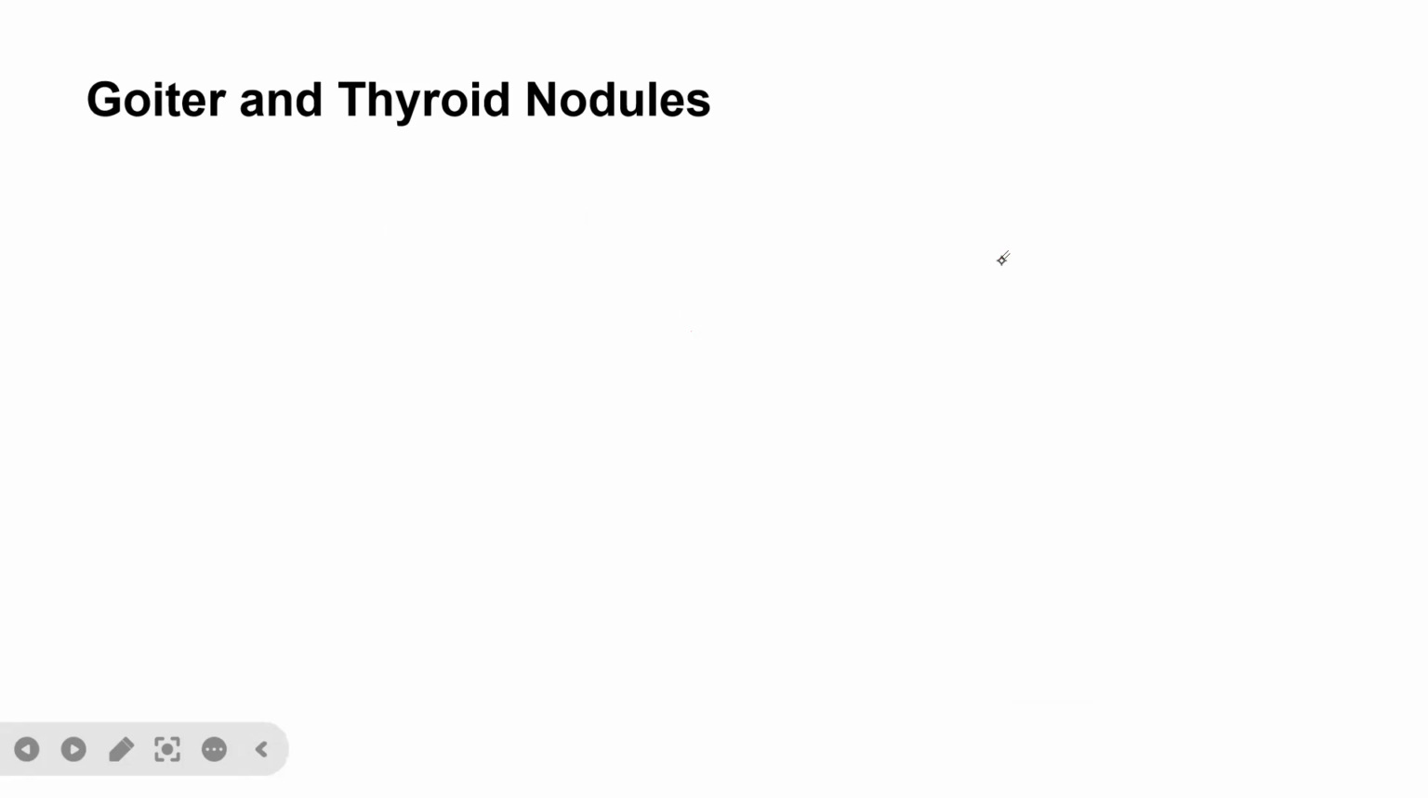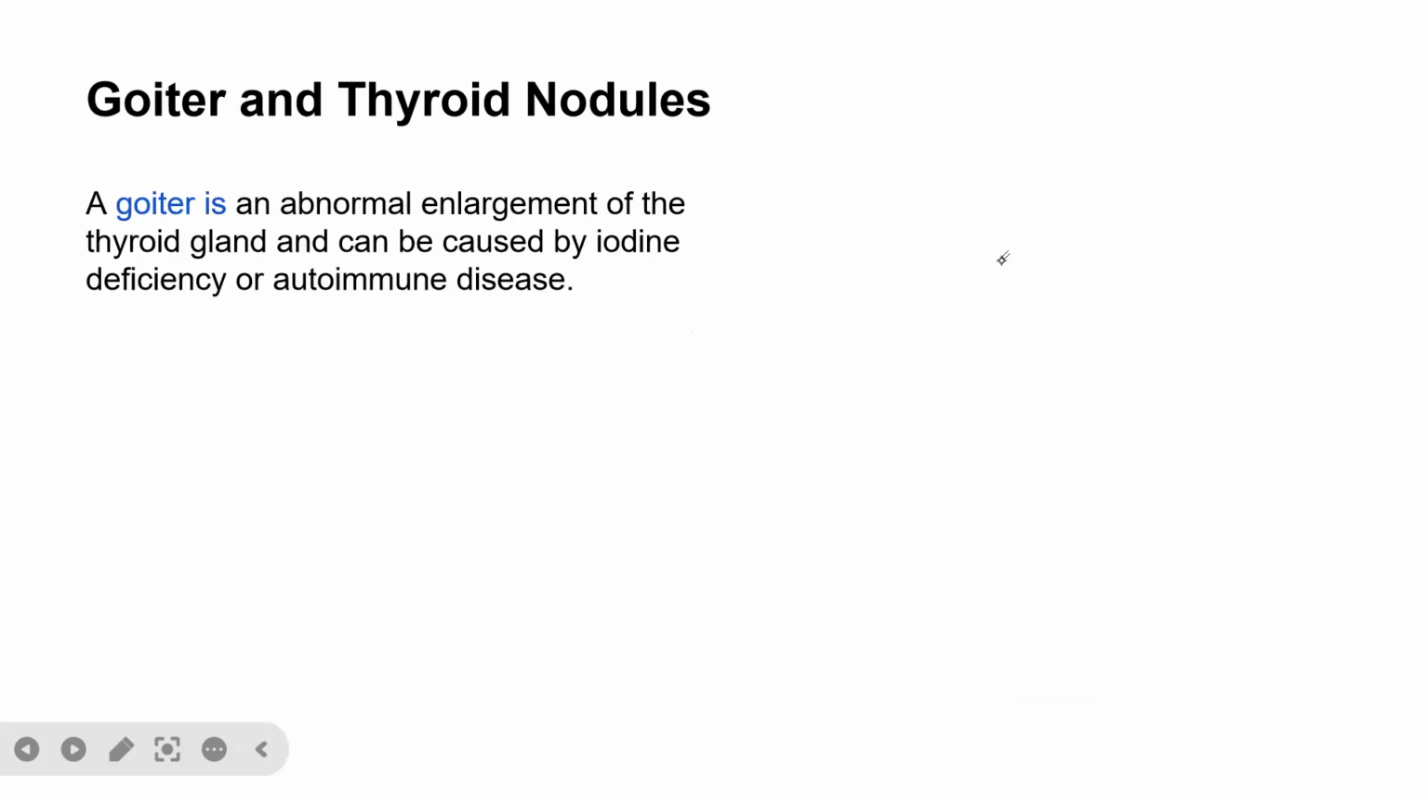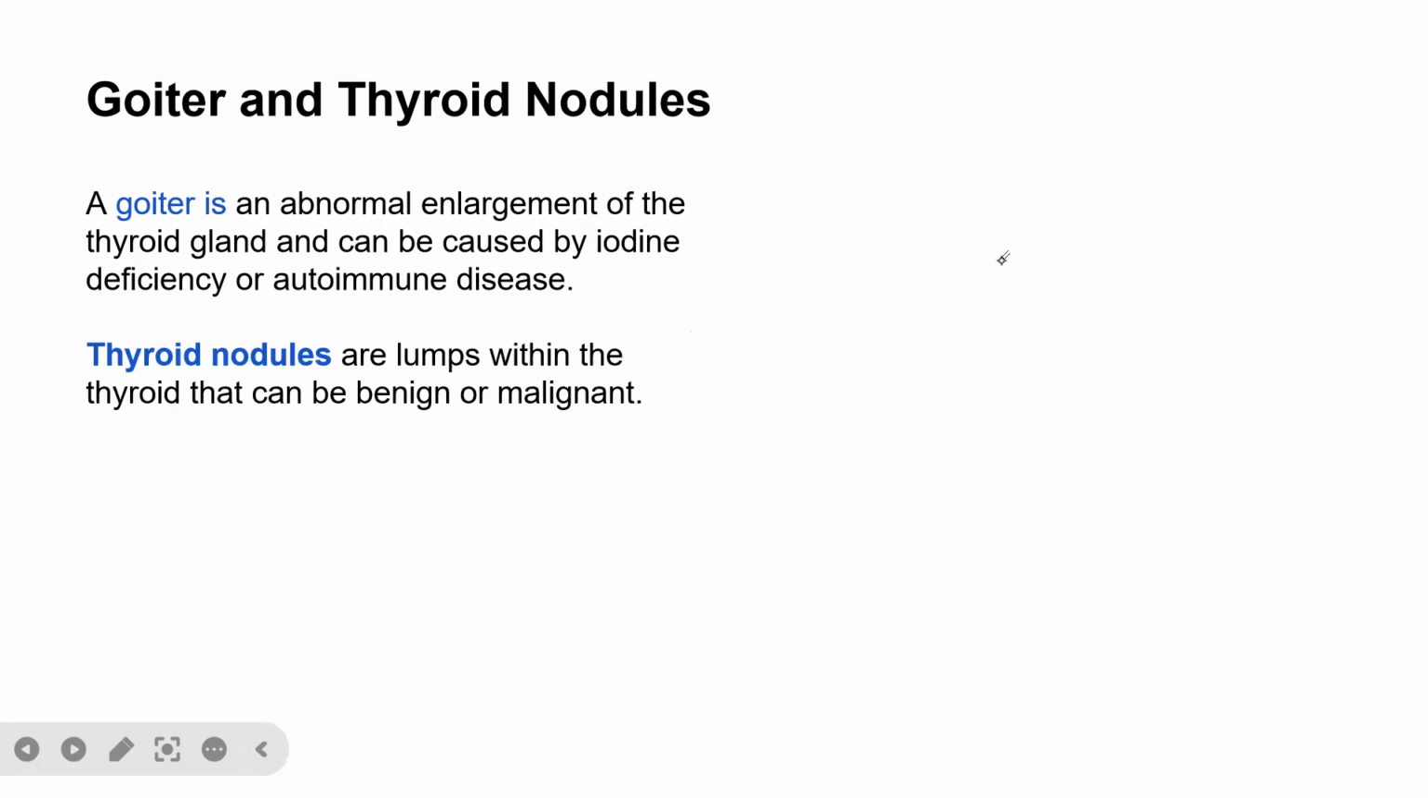So then the next thing is goiter and thyroid nodules. A goiter is an abnormal enlargement of the thyroid gland and can be caused by iodine deficiency or autoimmune disease. So you see hypothyroidism, hyperthyroidism, and goiter are all diseases that can be caused by autoimmune disease. But in the case of goiter, apart from autoimmune disease, iodine deficiency can also cause goiter.